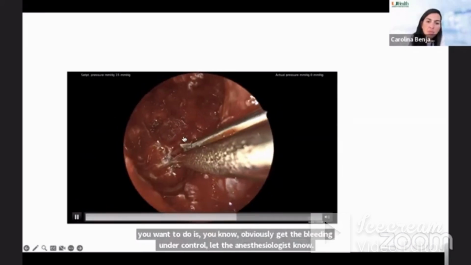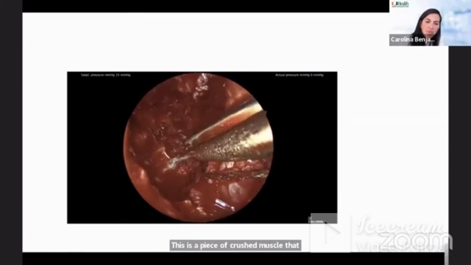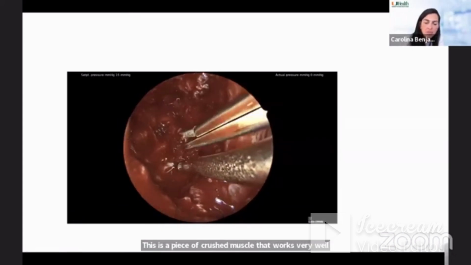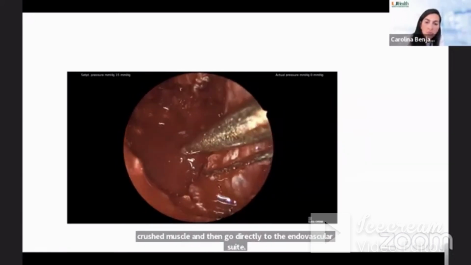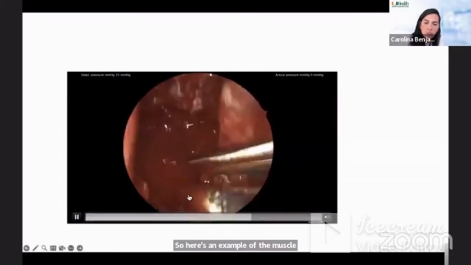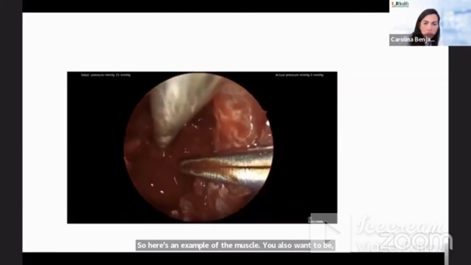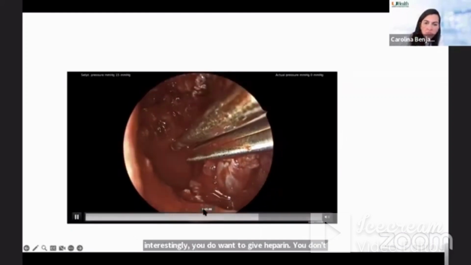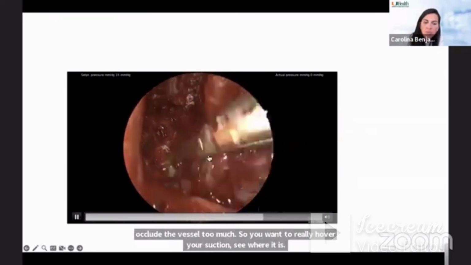This is a piece of crushed muscle that works very well, and you want to switch out your patty for the crushed muscle and then go directly to the endovascular suite. So here's an example of the muscle. Interestingly, you do want to give heparin. You don't want to forget to do that, right? And you don't want to occlude the vessel too much. So you want to really hover your suction, see where it is, and put a patty on briefly just to control the bleeding while you're able to switch out for that muscle.